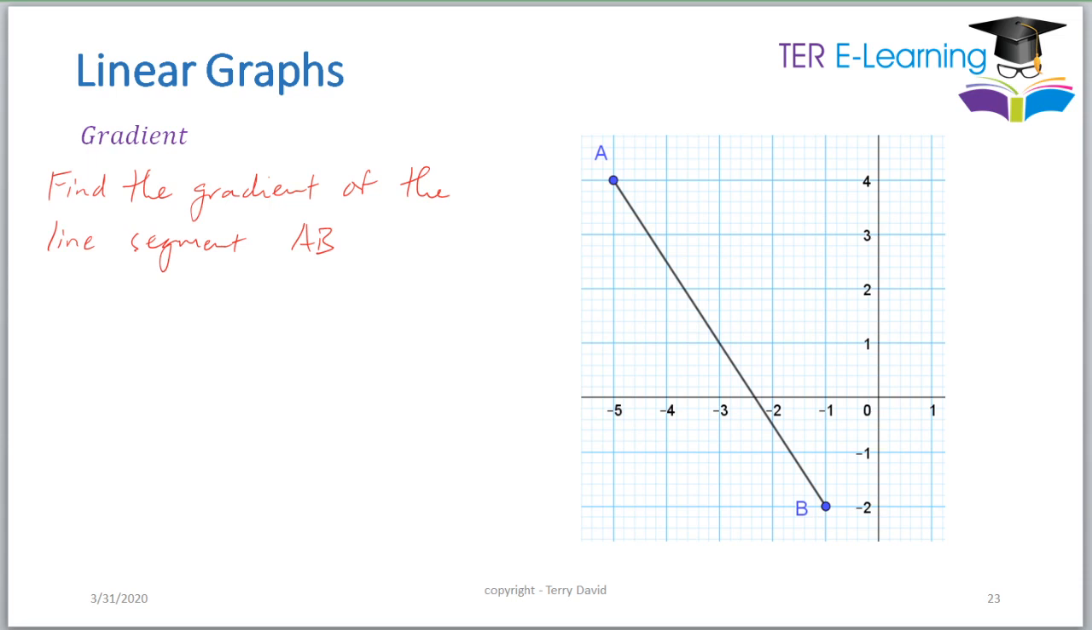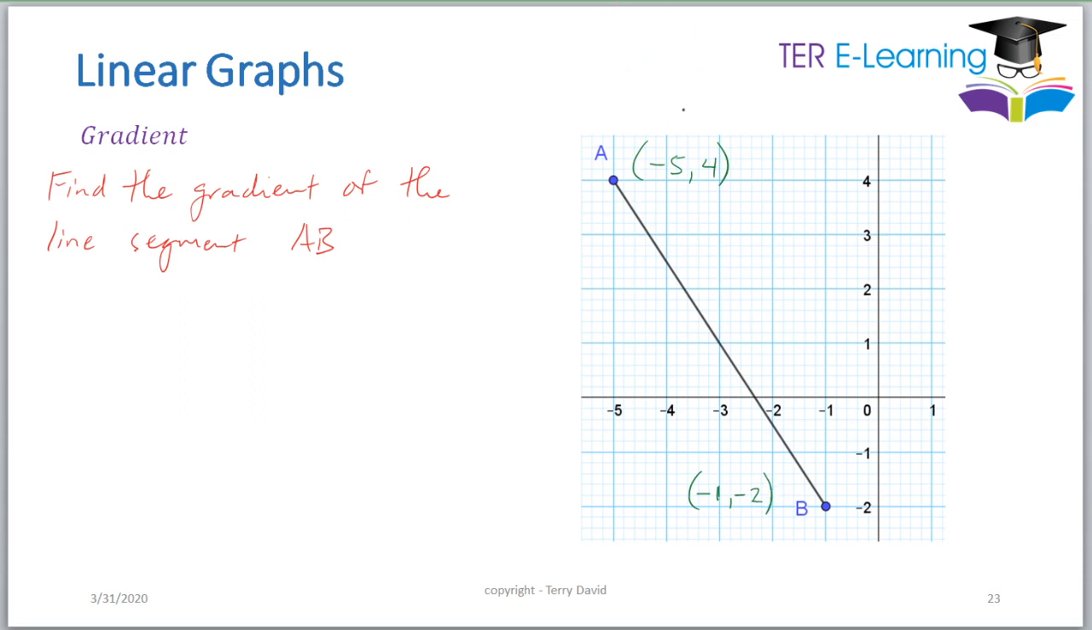Alright, Giovanni, yep. Alright, so some of you are making mistakes with the subtraction. So let's look at that. Before we can work out the gradient, we need to figure out the coordinates of those two points, A and B. The point A is actually minus 5, 4. We always read out the x value first. And the point B here is minus 1, minus 2.